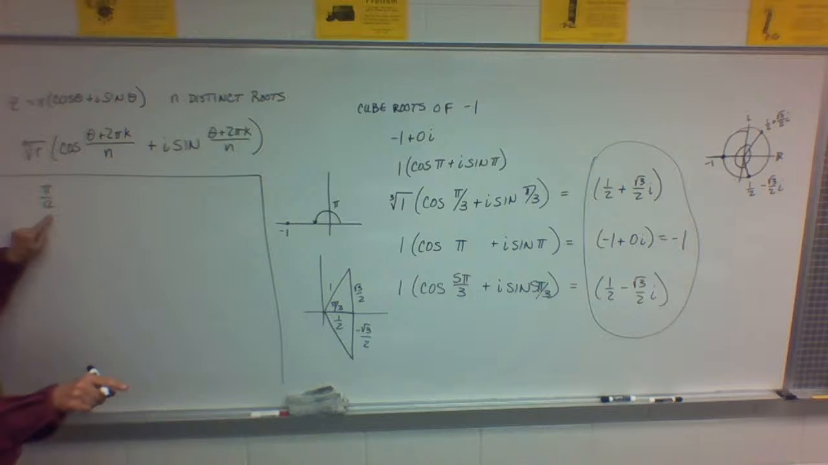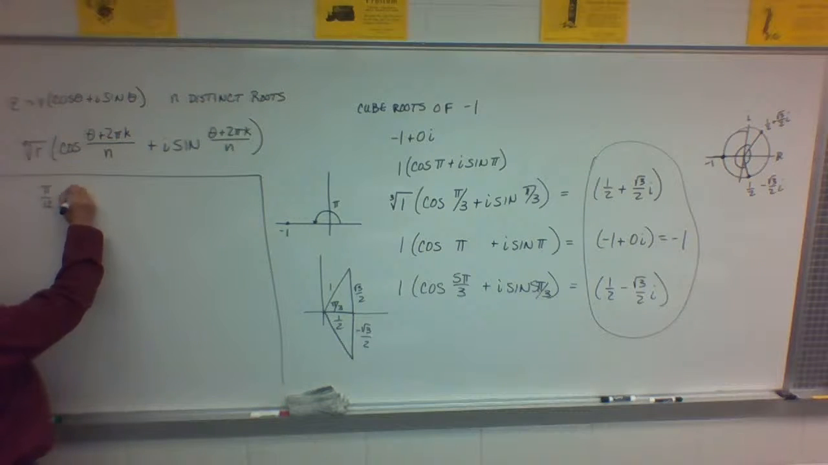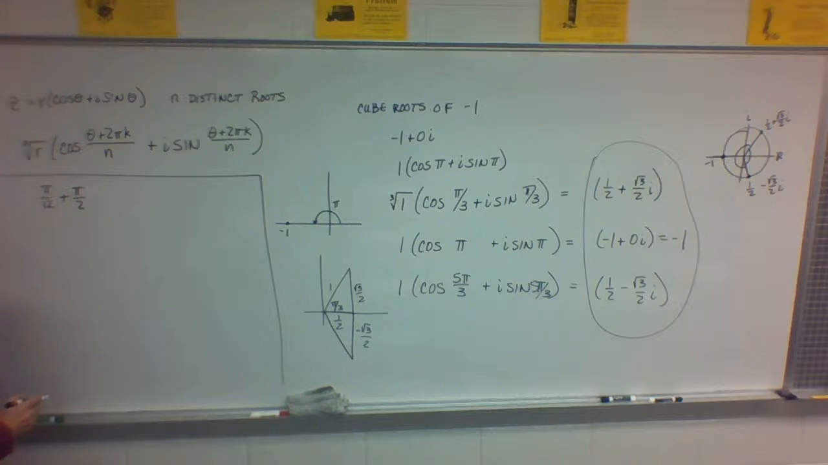The angle in the second root. Add pi halves to that. 13 pi halves. The next one. Add pi halves to that. 19 pi halves. So what's really going on is we are adding pi halves to the angle each time and get all the way around.